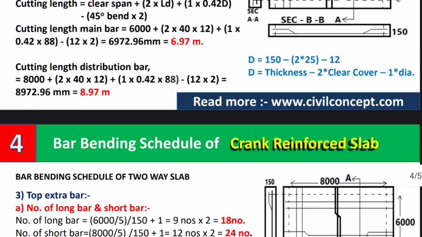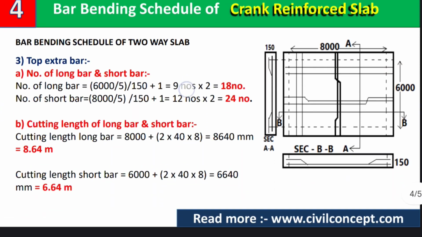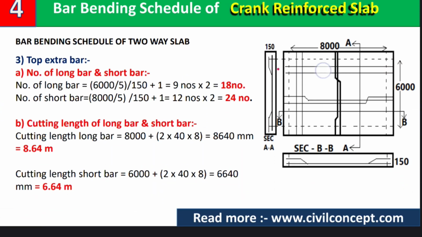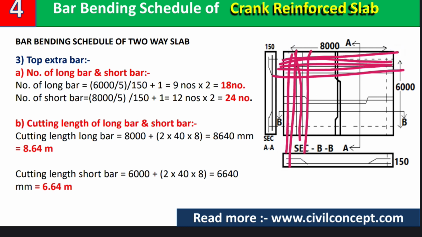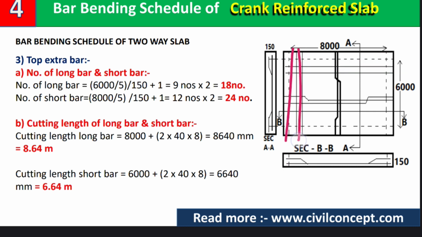Now in number 3, what will we do? We have to calculate the top extra bars. This is our top extra bars at the distance of L/4 on each side. You can also take the distance as L/5 according to the design of the slab. For top extra bars, we have to calculate the number of short bars and long bars, and after that we will calculate the cutting length of the long bars and short bars.